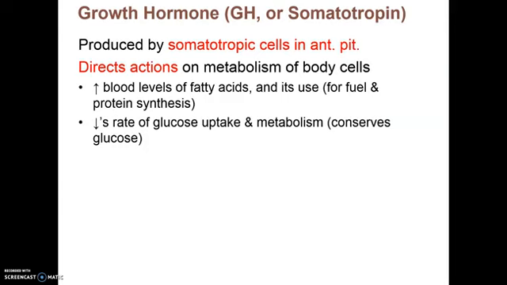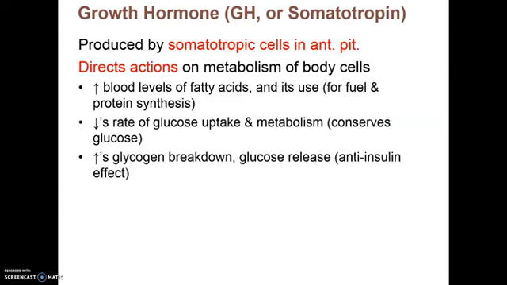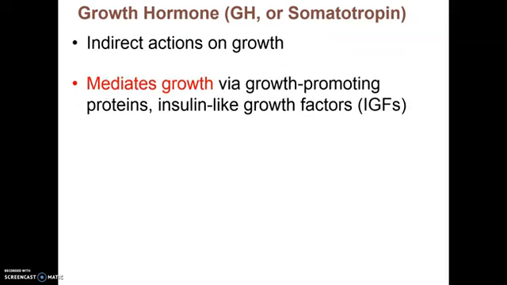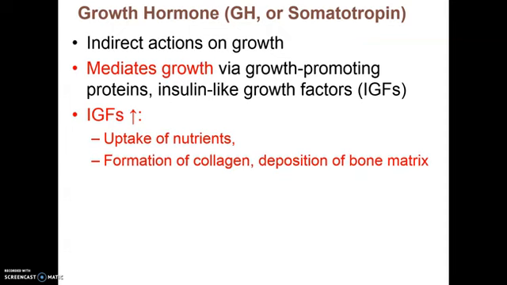Now, growth hormone. Its direct action is on the metabolism of the body cells. It increases the blood level of fatty acids because it breaks down the fats in the body and uses them for energy. It decreases the rate of glucose uptake. It increases glycogen breakdown and glucose release. So those were the direct actions.